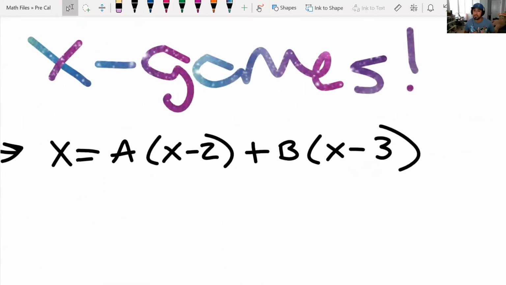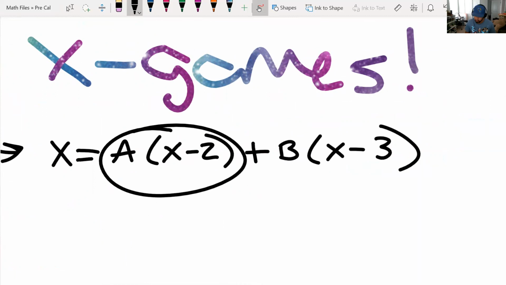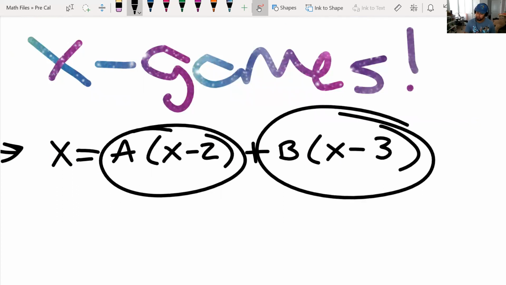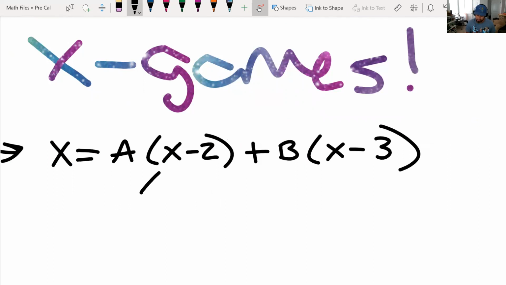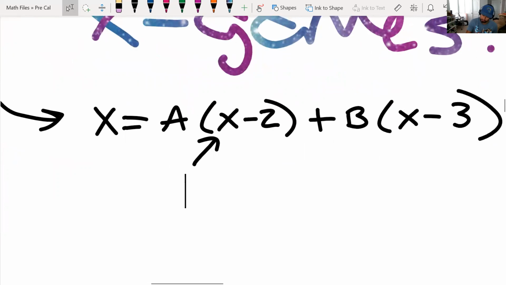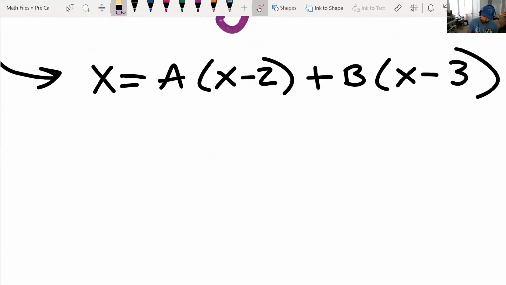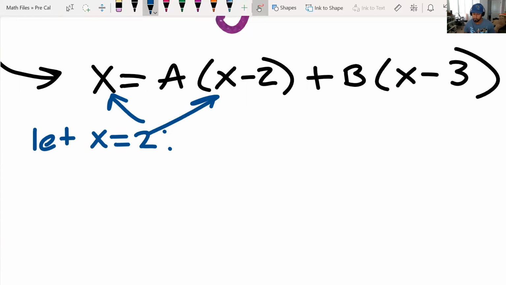And the reason it's called X games is because we say, what value of X could we choose that would eliminate A? So what could I plug in for this X that could eliminate my A and help me solve for B? Or you say it the other way around. How could I eliminate B and solve for A? But let's go off what I said in the beginning. So choose a value for X that will eliminate A and help us to solve for B. And the only way to do that is to choose, oops, I'm everywhere. We will say, let X equal 2, which means you take this 2 and you plug it in for all the X's you see.